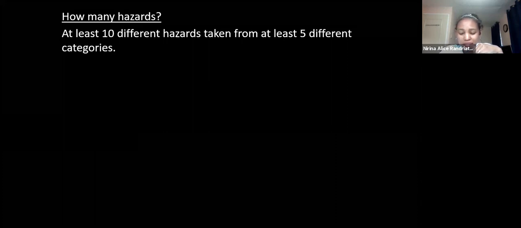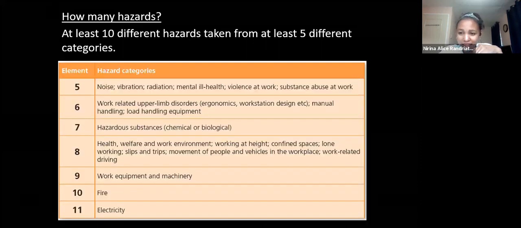So what does that mean, category? NEBOSH gives us this table, and you can see it in the guidance provided by NEBOSH. I just took a screenshot. When they say category, these are the categories that they are referring to. Under elements 5 to 11, you'll have several categories. So what you need to do is make sure that you cover at least 5 of those categories listed here. If you want to mention all of them, that's okay, as long as you have 5 different categories.